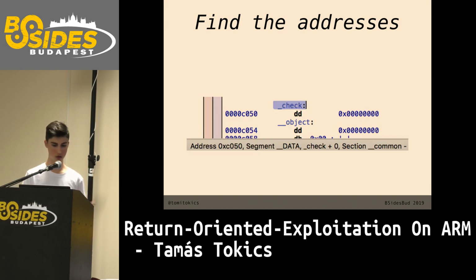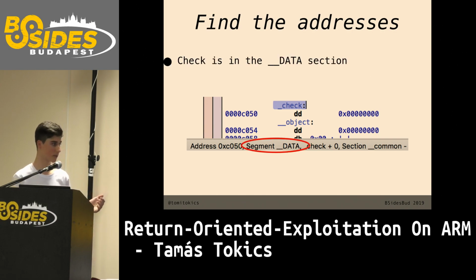Now checking this variable in the disassembler, we can see it's in the data section, which is good for us because it means we can actually write to it. If it were in the text segment, we couldn't write to it, because the text segment is executable but not writable. But this data segment is not executable but writable.